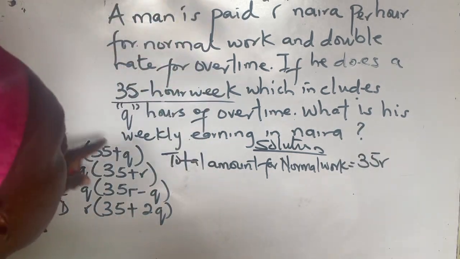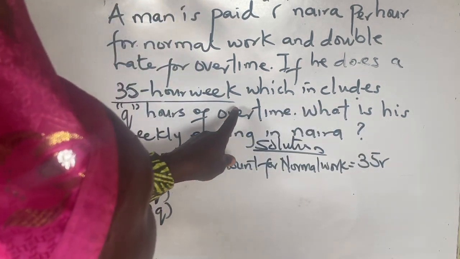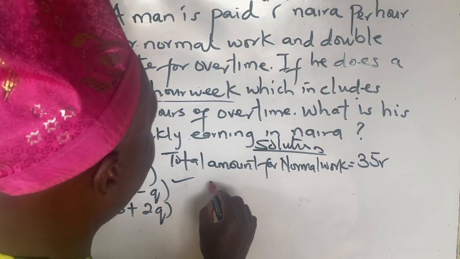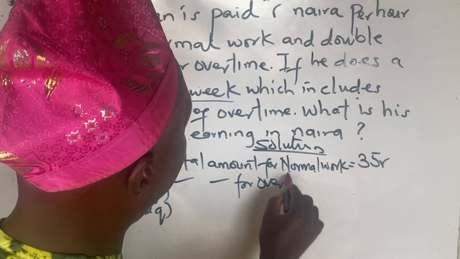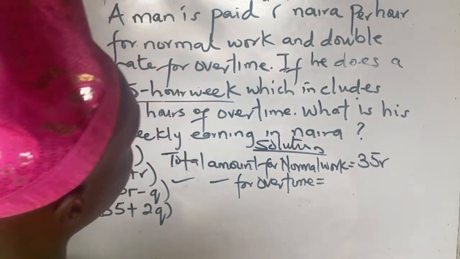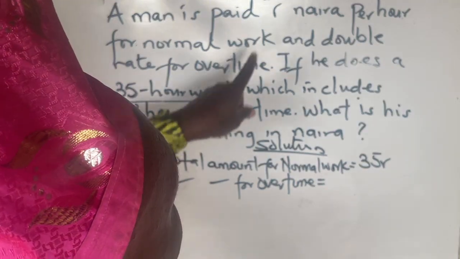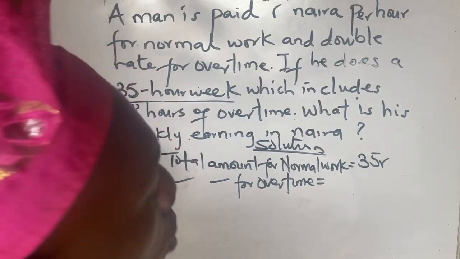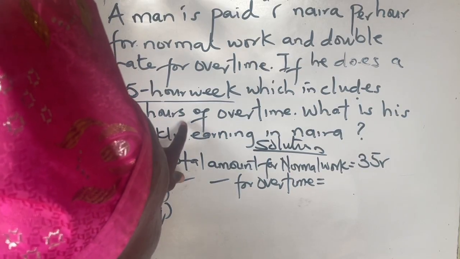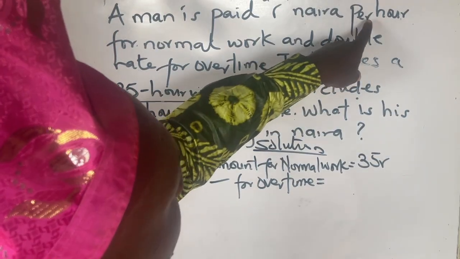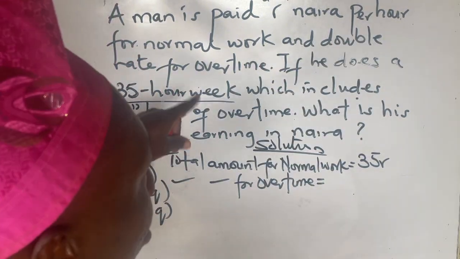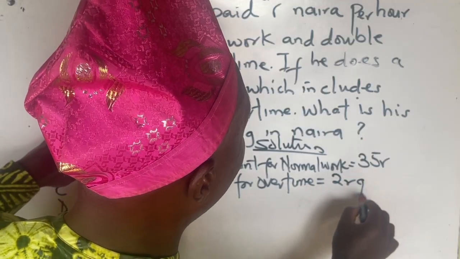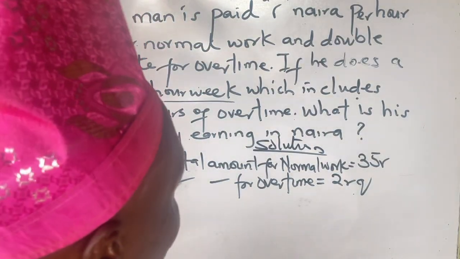If he does a 35-hour week, which includes 2 hours of overtime, the total amount for overtime: we are told that it is double rate for overtime. So I'm multiplying this R by 2, giving 2R. I will now multiply by Q. This Q means Q hours per week. So if I'm multiplying hours by hours here, hours will cancel hours. So the answer left here will be 2RQ, double rate for overtime.